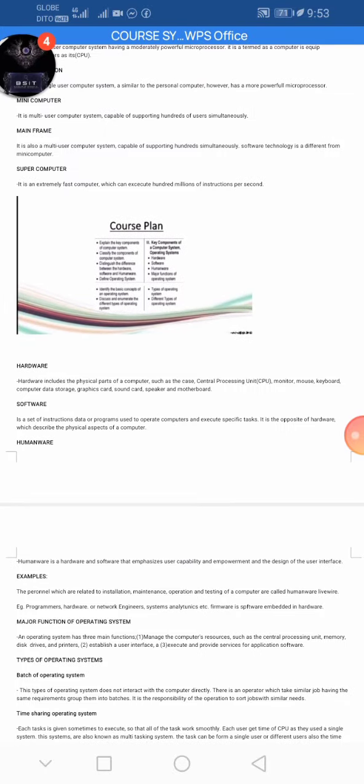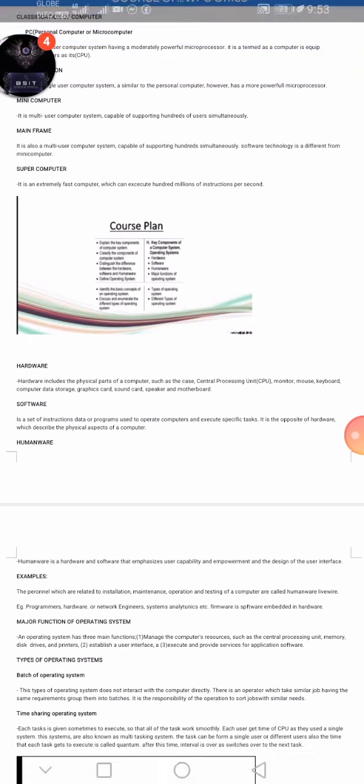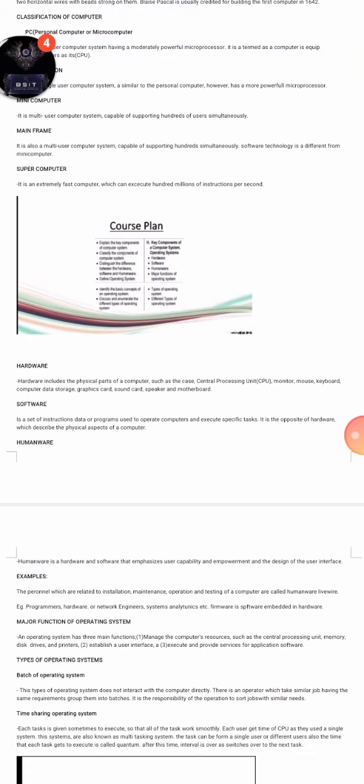Hardware. Hardware includes the physical parts of a computer, such as the case, central processing unit or CPU, monitor, mouse, keyboard, computer data storage, graphics and sound card, speaker, and motherboard.